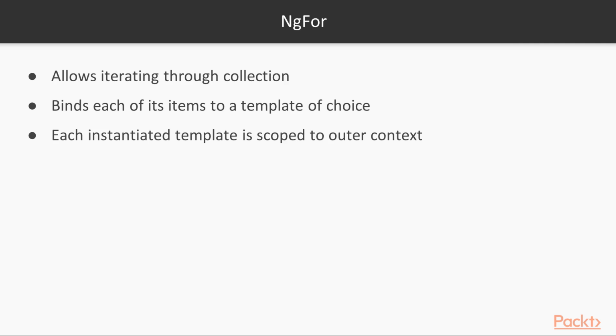The ng-for directive allows us to iterate through a collection or any other iterable object and bind each of its items to a template of our choice, where we can define convenient placeholders to interpolate the item data. Each instantiated template is scoped to the outer context, where the loop directive is placed, so we can access other bindings.